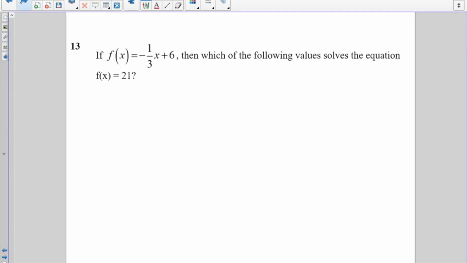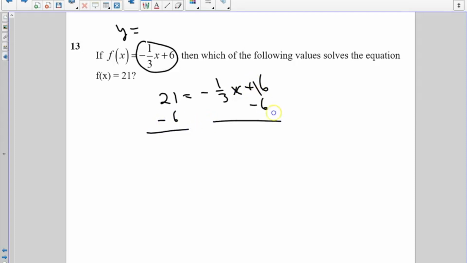This one, I know that f of x is the same thing as my y is equal to all of this. And they're telling us y here is equal to 21, so therefore I can go 21 is equal to negative 1/3 x plus 6. So I'm going to solve for my x by subtracting 6 from both sides. This cancels out, so I'm left with 15 is equal to negative 1/3 x. To get rid of that negative 1/3, I can divide by negative 1/3, or I can just multiply both sides by negative 3. So whatever I do to the right, I do to the left. So I get negative 45 is equal to x.